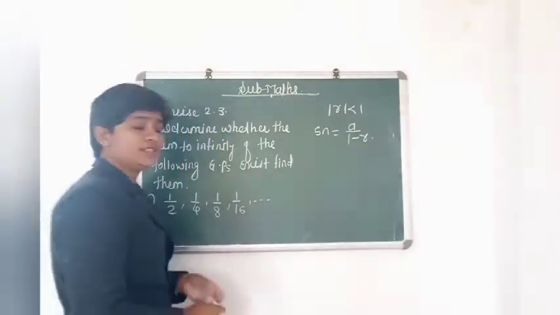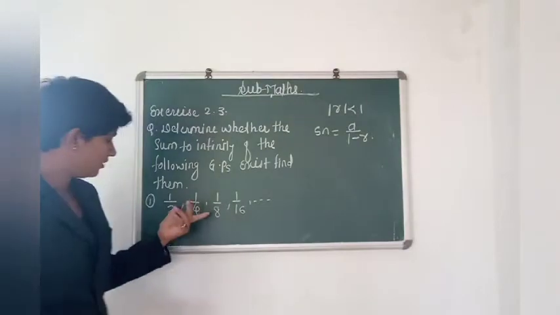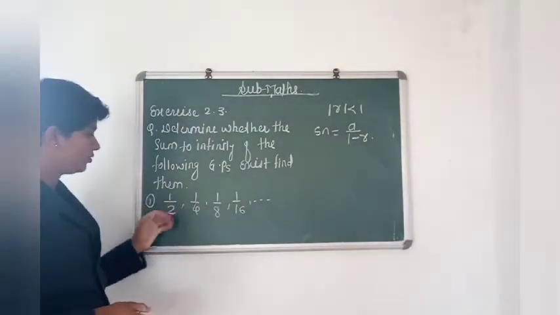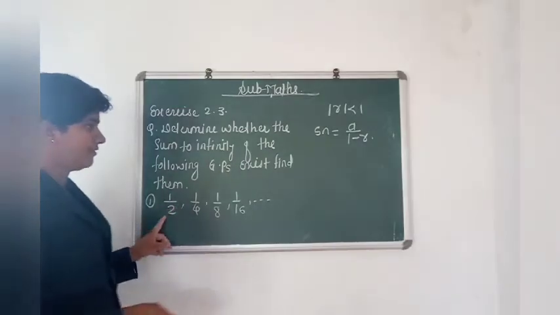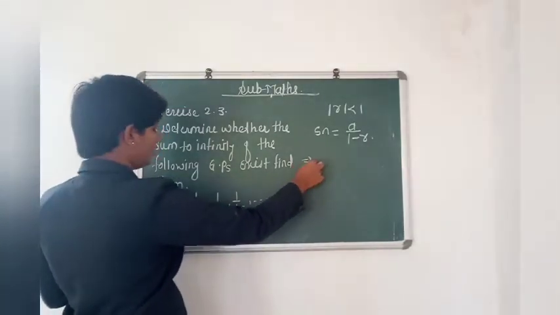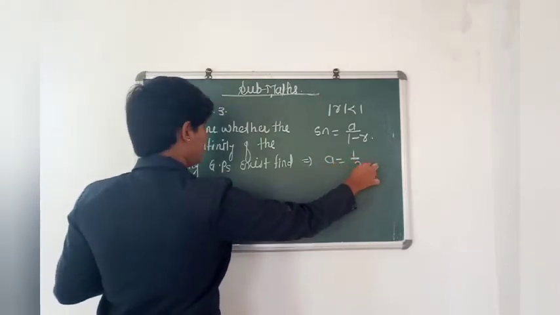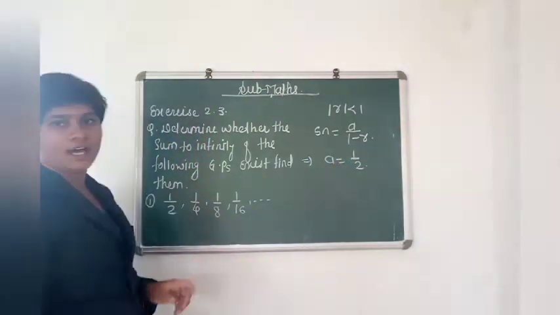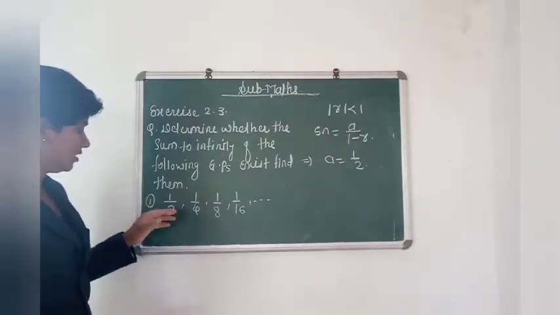In that, a is our first term and r is our common ratio. So observe the given series: 1 by 2, 1 by 4, 1 by 8, 1 by 16. Now what is the first term of this sequence? a is equal to 1 by 2. Now second, to find its r, that means second term upon first term.